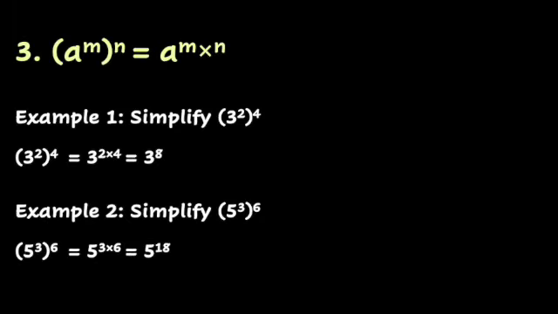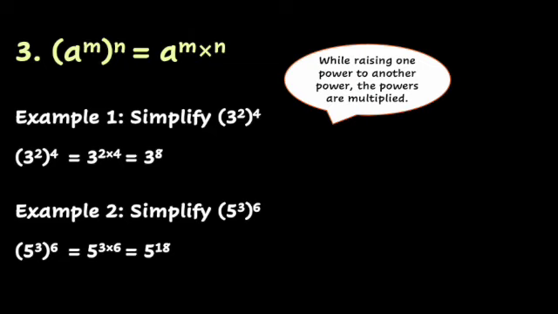According to the third law of indices, while raising one power to another power, the powers are multiplied. So have a look here. We have a raised to the power m in the bracket and the whole thing raised to the power n gives us a raised to the power m times n. So we are raising one power to another power. So in such cases, we multiply the powers.